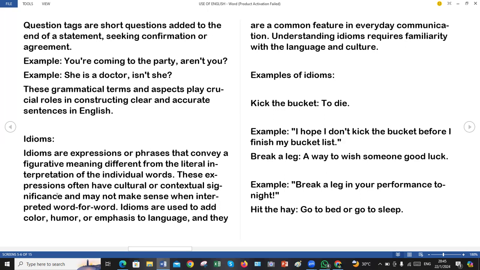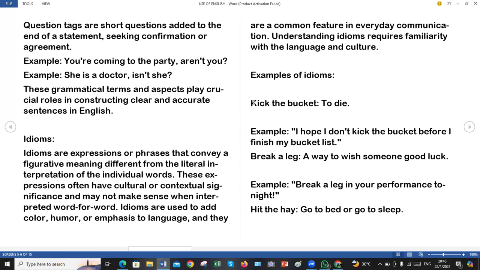The next aspect we're going to be looking at is idioms. Now, idioms are expressions or phrases that convey a figurative meaning different from the literal interpretation. So basically, I say something, but the words don't really mean exactly what they say. That's what idioms are. For example, kick the bucket. Kick the bucket means to die.